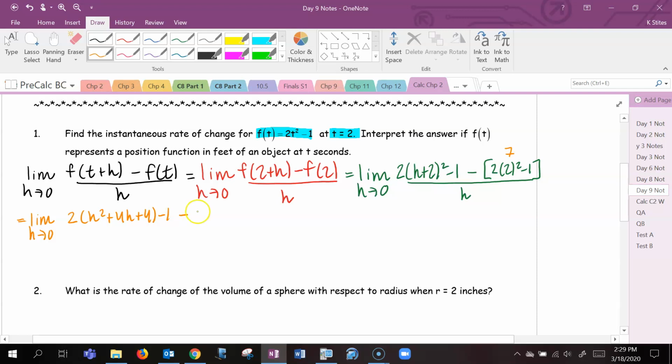Oh, I didn't plug, okay, sorry. Don't mind me spacing out. I was looking at my answer key and I realized that I didn't plug in the 2 until the end. So I was like, where's my answer?